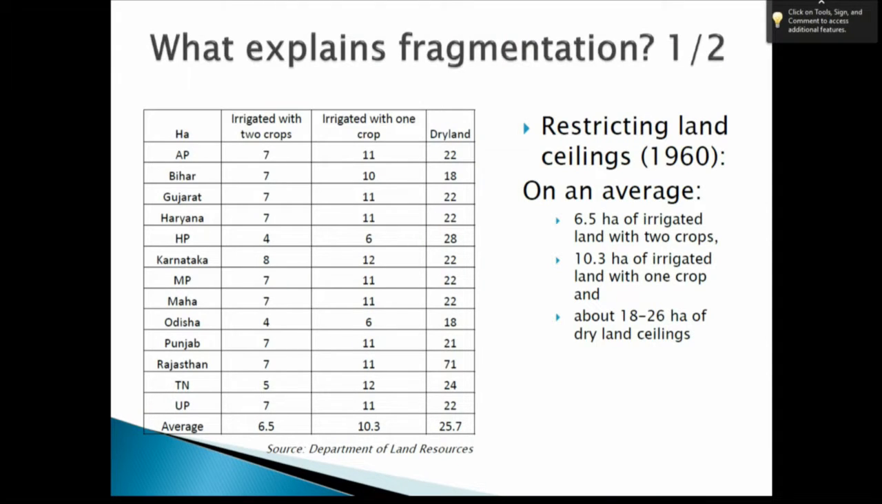Now the question arises, why has this fragmentation really happened over the years? We've really seen the landholding size reduce. And the biggest reason is the land laws. And amongst the land laws, two big things that come out are the land ceilings and the tenancy.